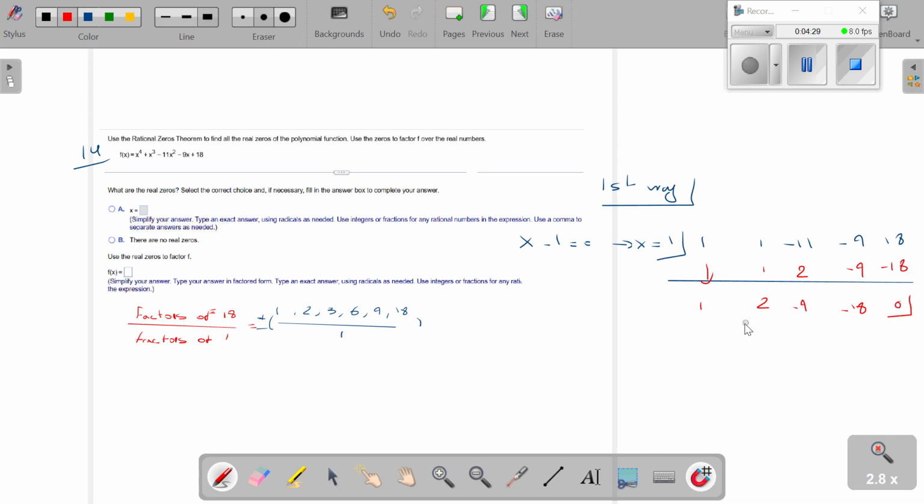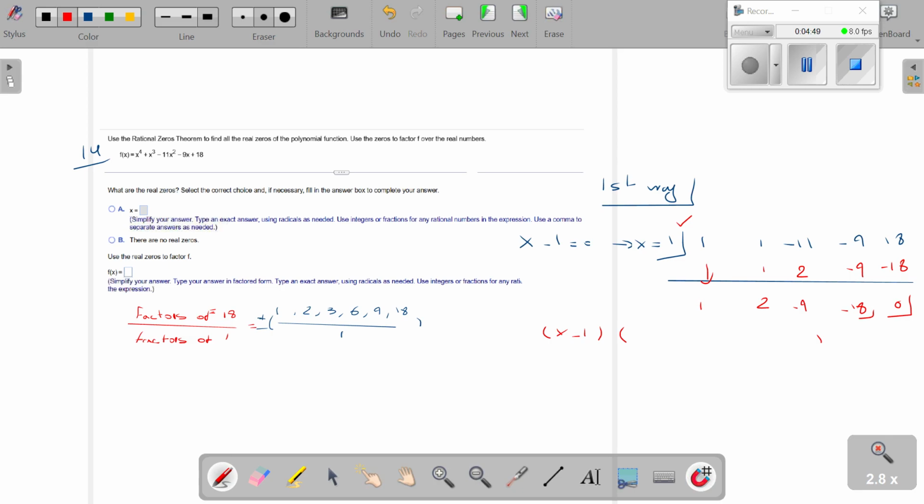So the remainder is 0. That means the function is divisible by x minus 1. So 1 is a zero of the function. As a result, x minus 1 is a factor of the function. But what is the other factor of the function? How do I find the other zeros?